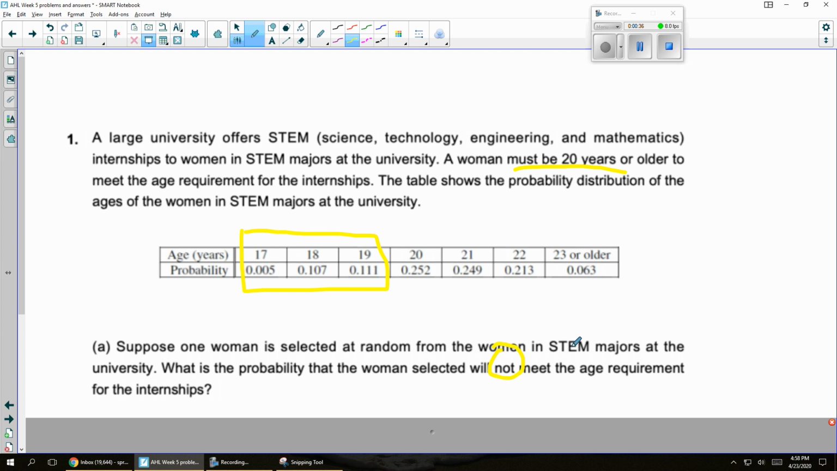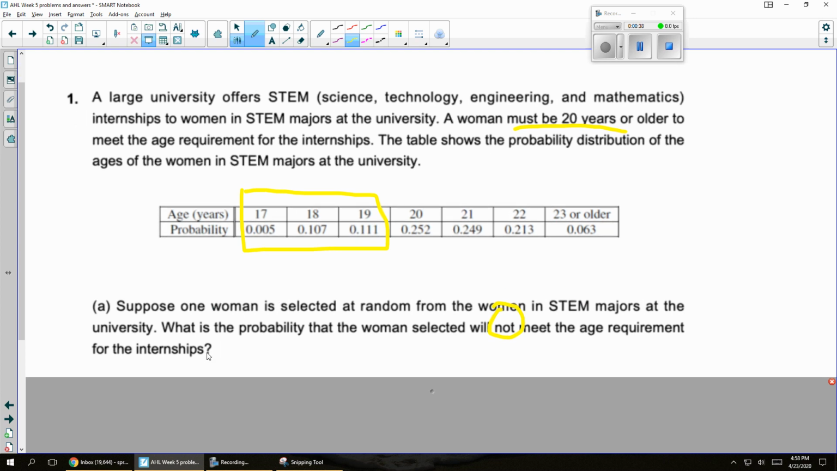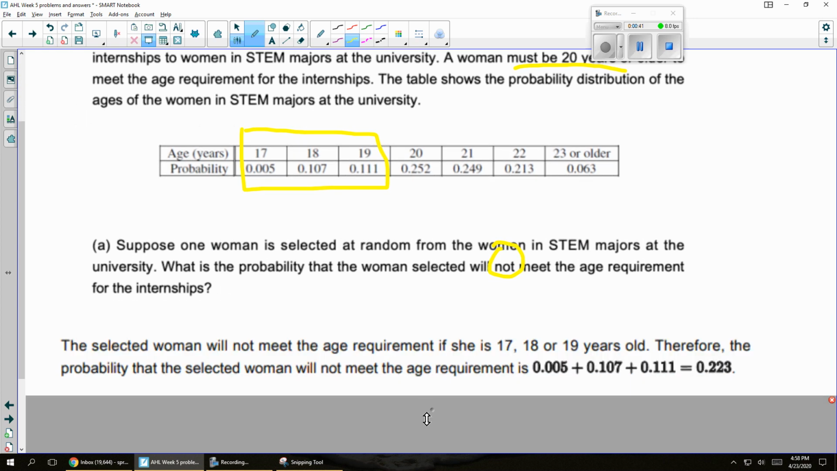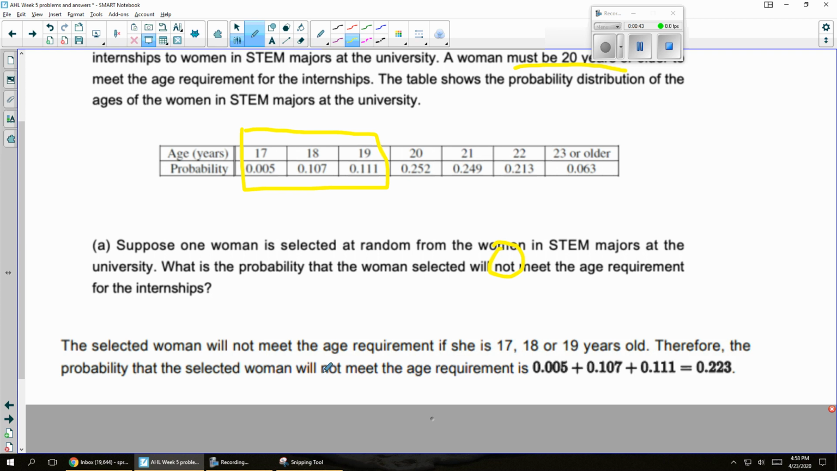As before, I'll explain it, and then I'll show you a good written answer. So here's a written answer. The selected woman will not meet the age requirement if she's 17, 18, or 19 years old. Therefore, the probability that the selected woman will not meet the age requirement is the sum of those three numbers, which is 0.223.